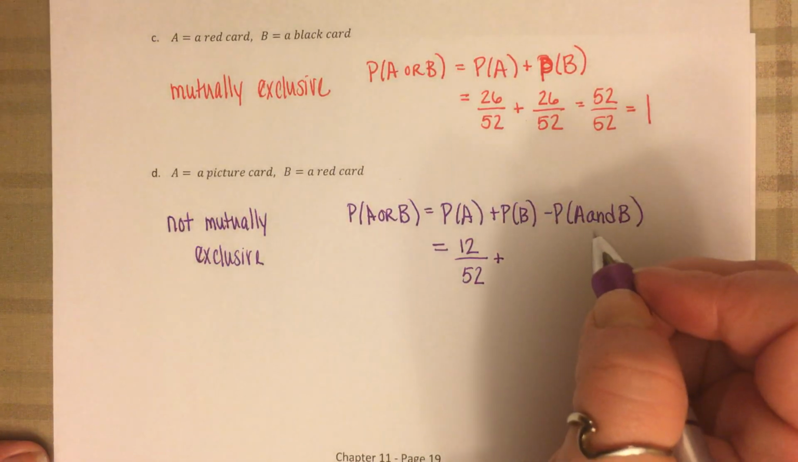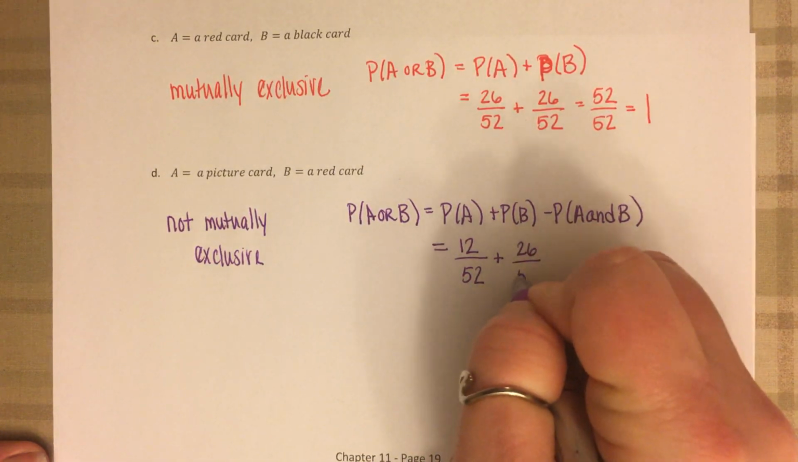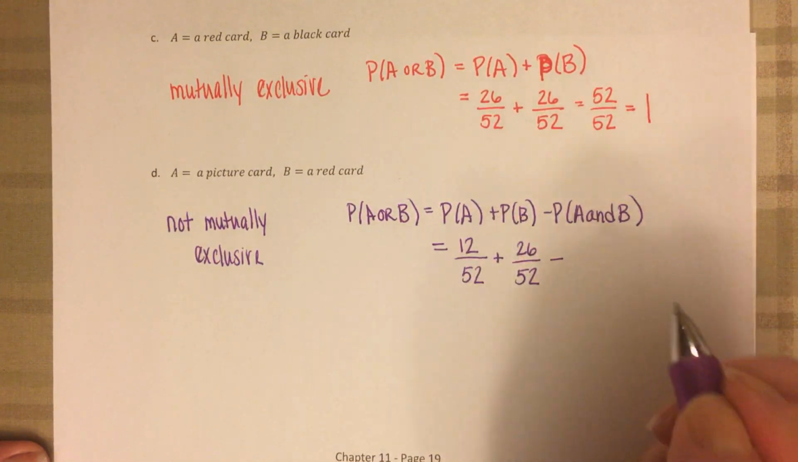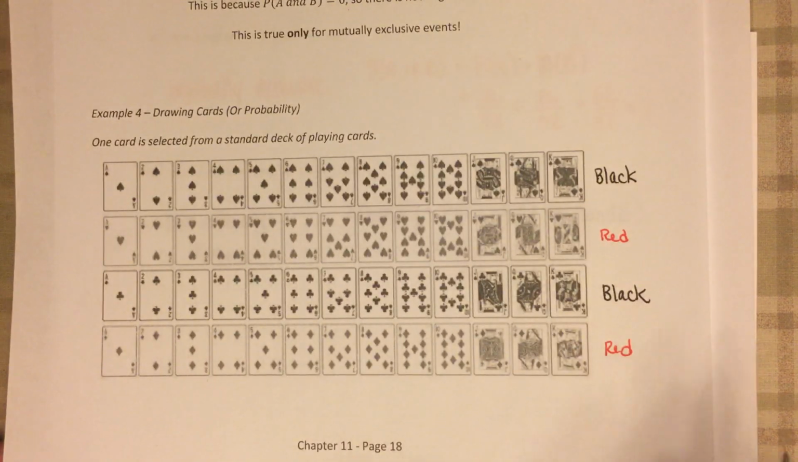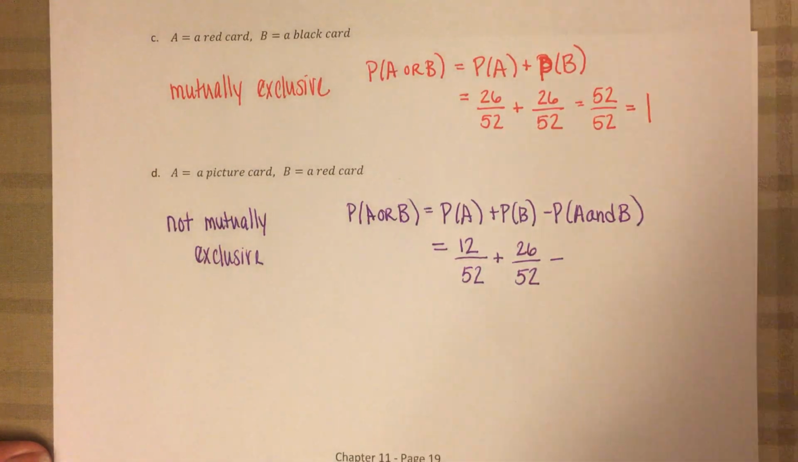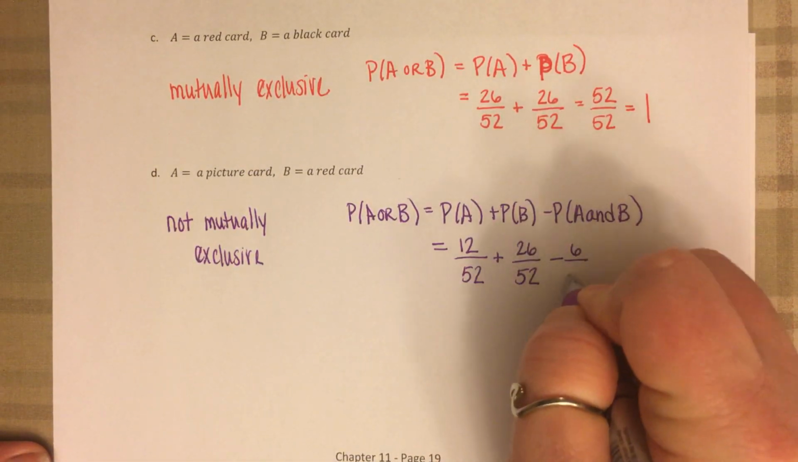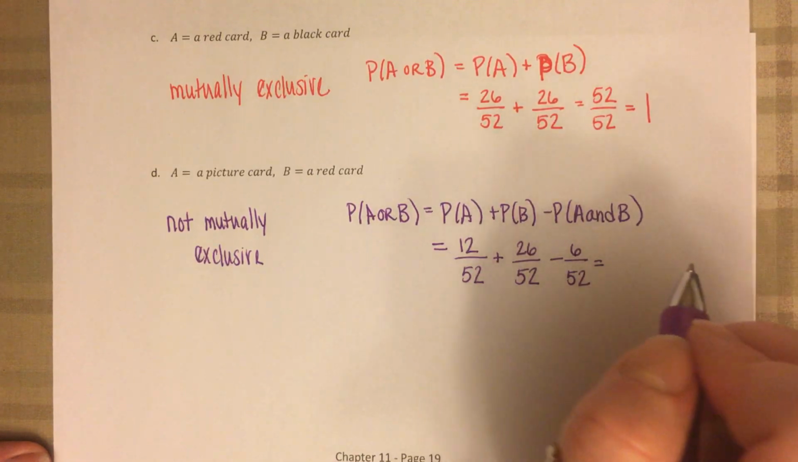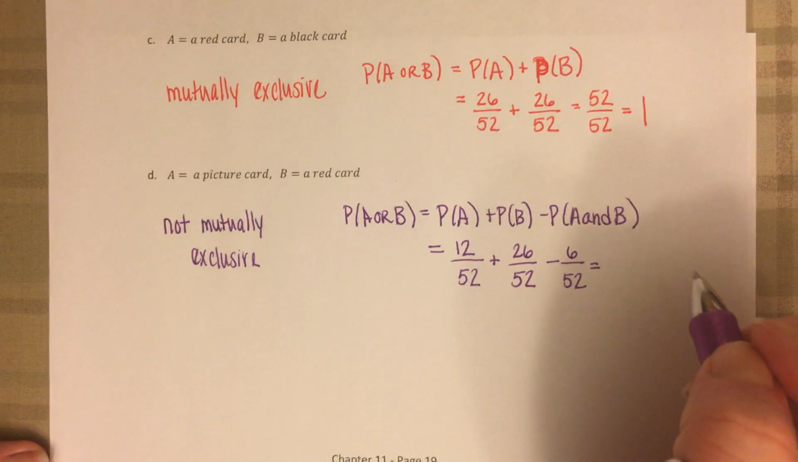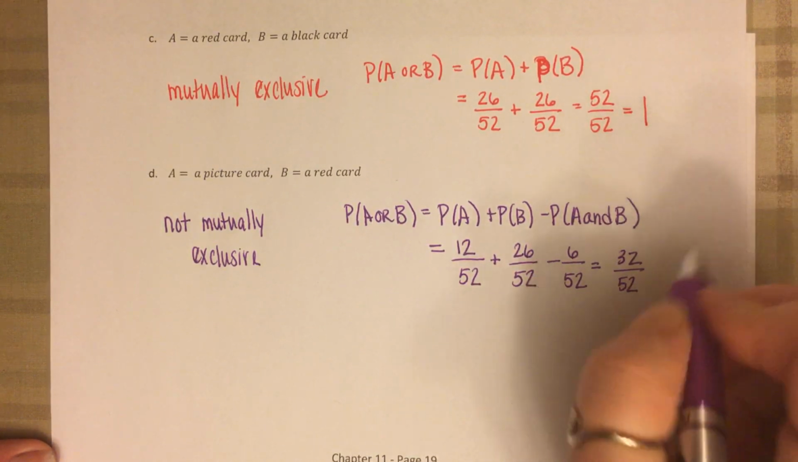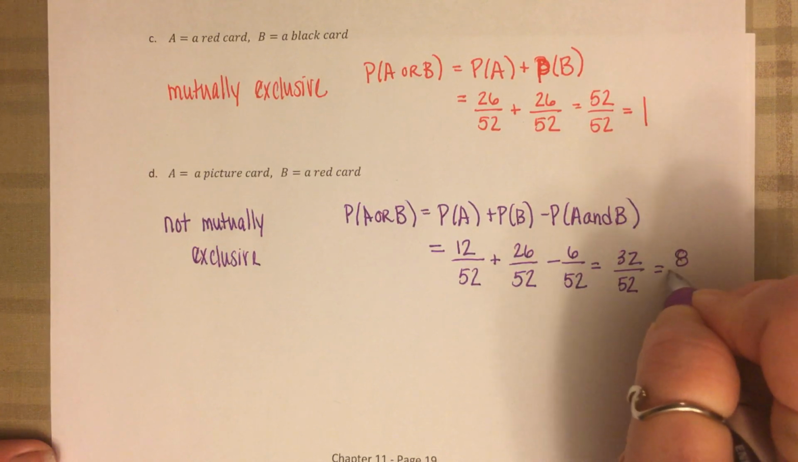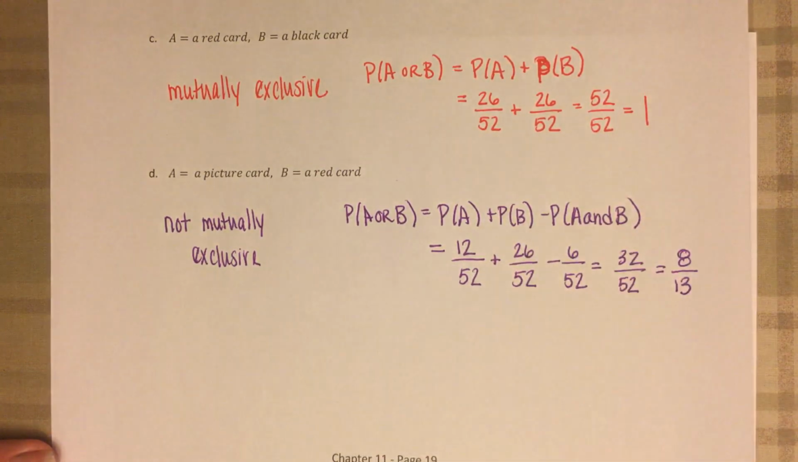Our probability of drawing a red card is 26 out of 52. And then we have to subtract the number of red face cards or picture cards that we have. If we look at this, we have 1, 2, 3, 4, 5, 6 red face cards. So we're going to subtract 6 out of 52. If we add these, 12 plus 26 gives us 38, minus 6 gives us 32 out of 52. If we divide both by 4, we get a simplified fraction of 8 over 13.